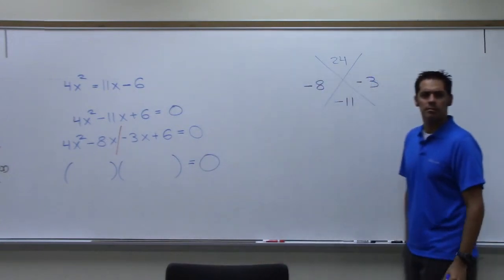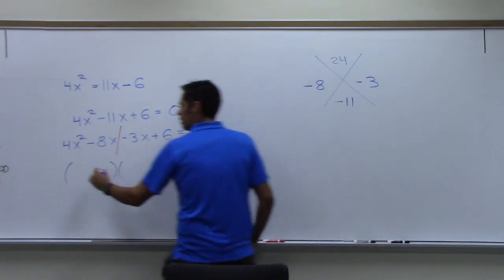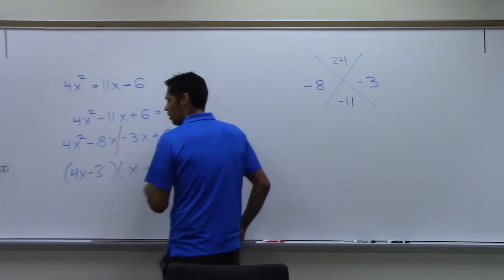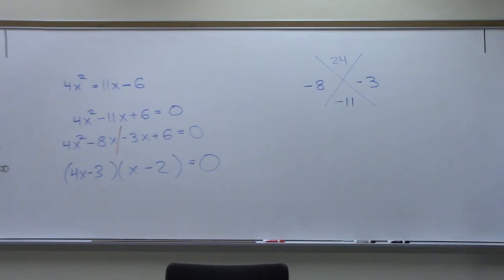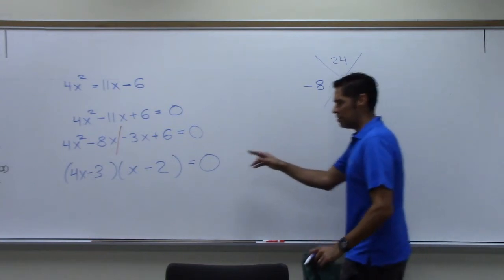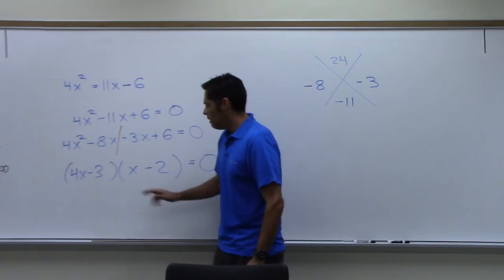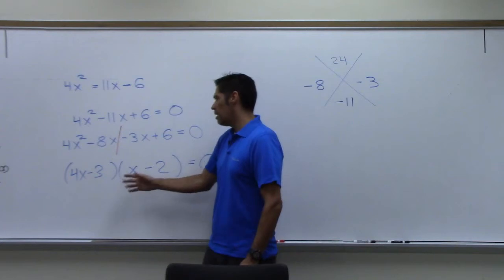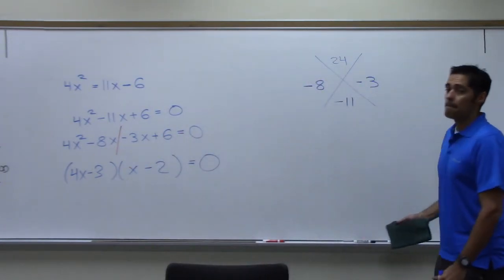Who has this? You want to share? I got 4x minus 3 and x minus 2. Agree? All right, looks good. You can always check. I like to do quick little checks. This is 4x squared, so that's good. This is going to be negative 8x and negative 3x, negative 11x, good, and negative 3 times negative 2 is 6, so yeah, it works.